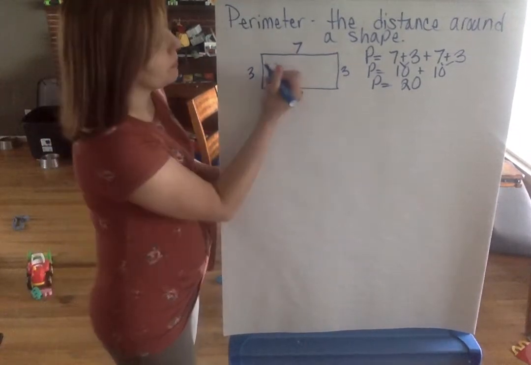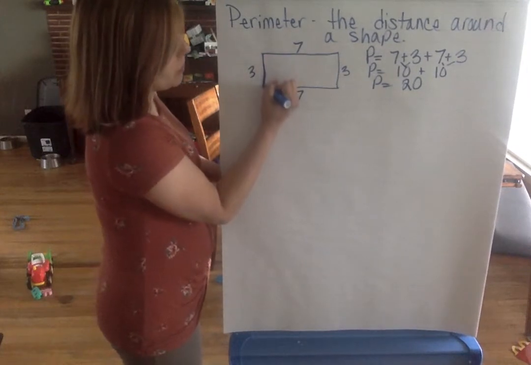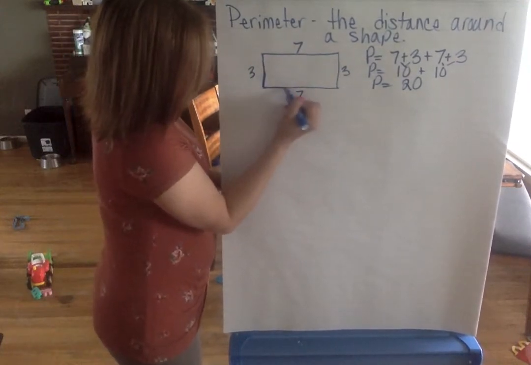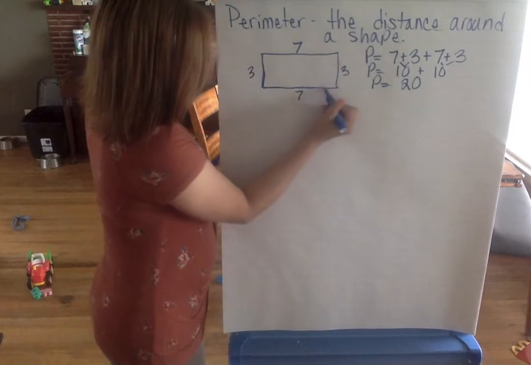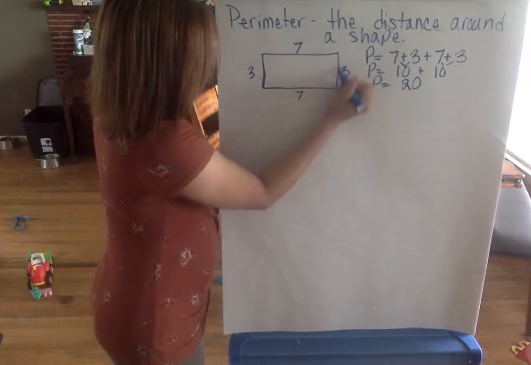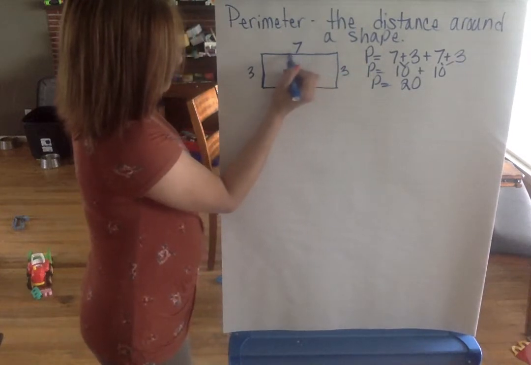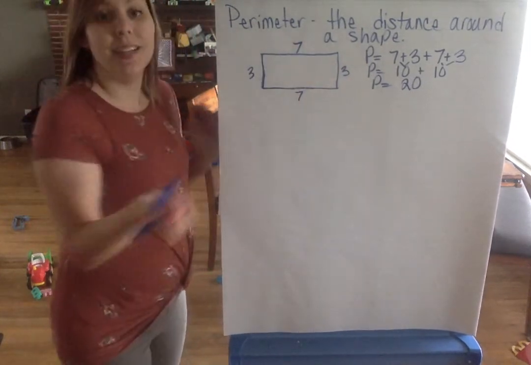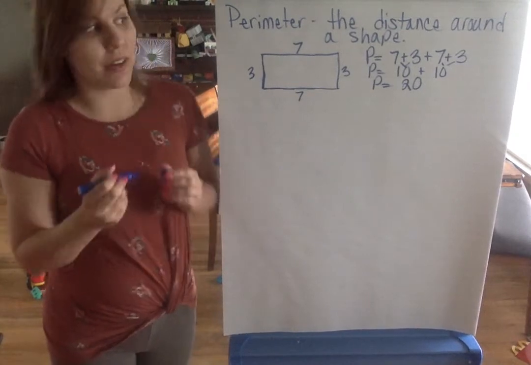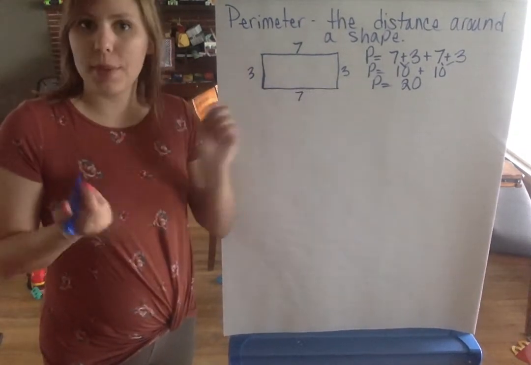Let's check to make sure. 1, 2, 3, 4, 5, 6, 7, 8, 9, 10, 11, 12, 13, 14, 15, 16, 17, 18, 19, 20. It took me 20 spaces to get around the shape, and that's my perimeter.